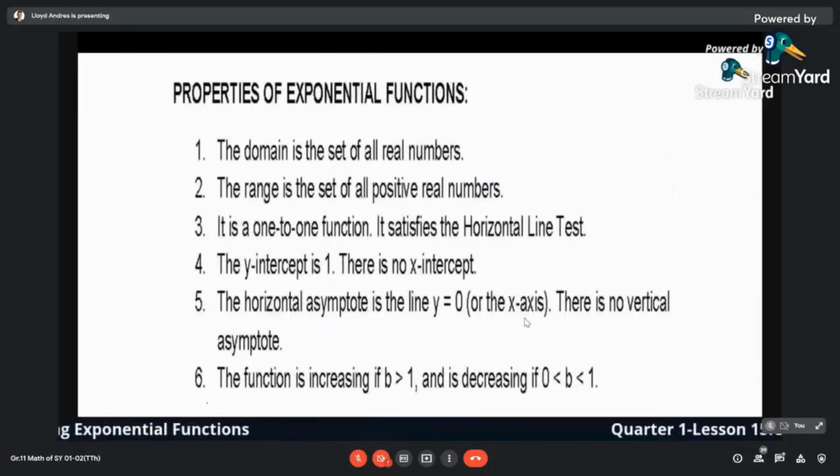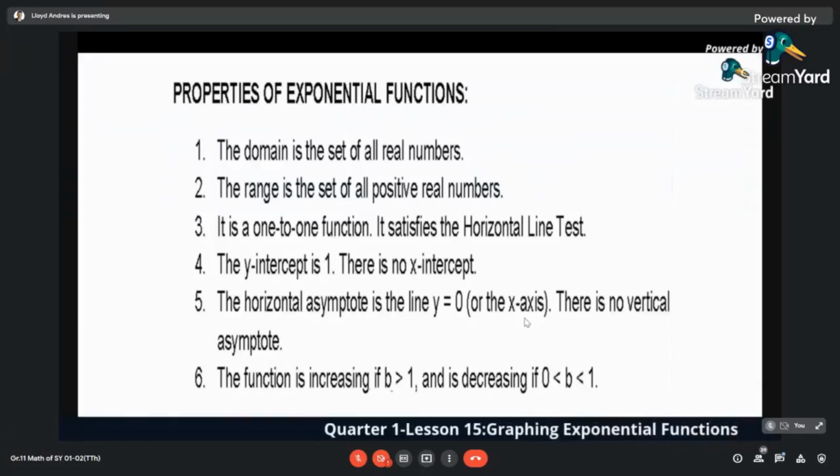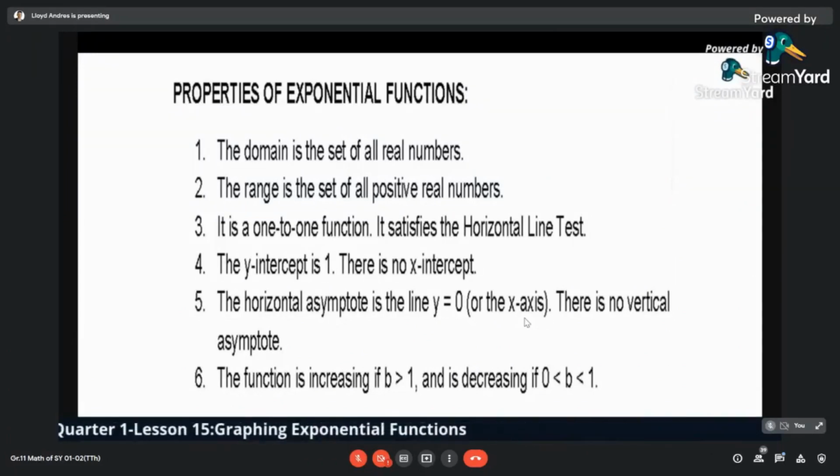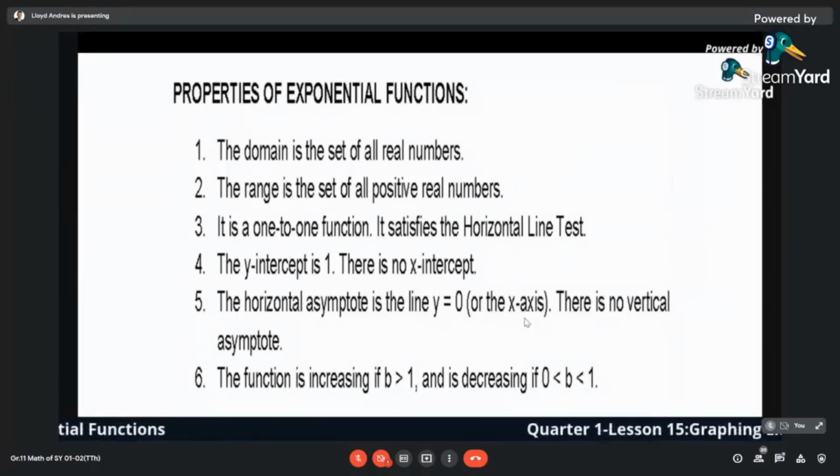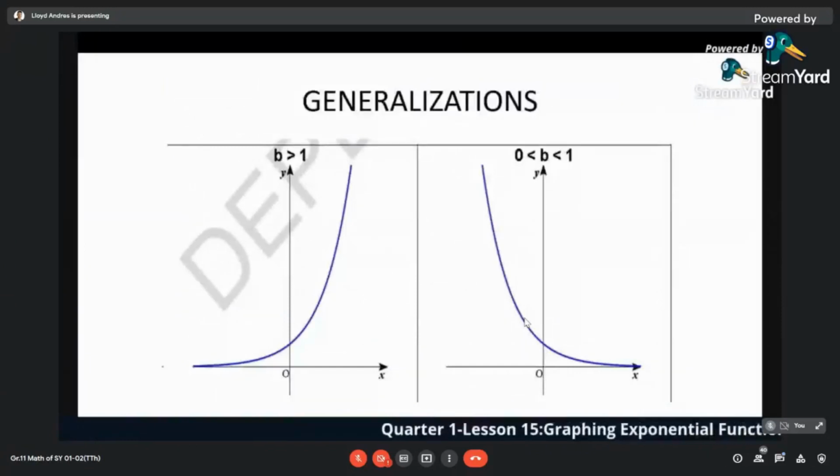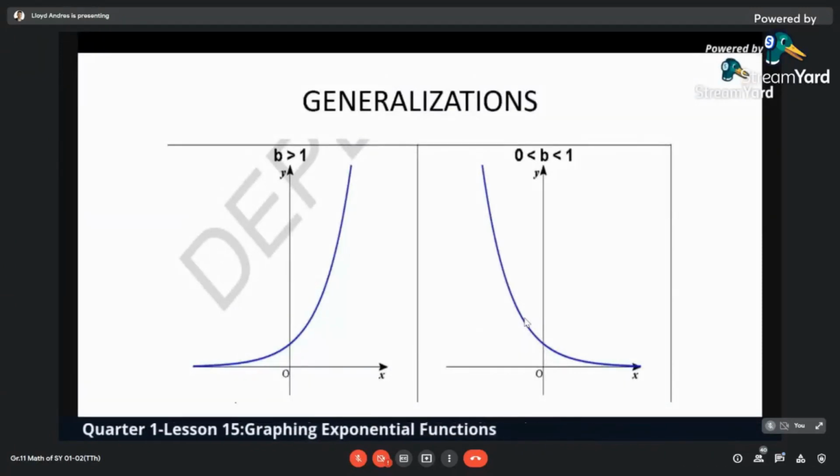Number 6. The function is increasing if b is greater than 1, so it is increasing from left to right, and decreasing if b is between 0 and 1. Those are the properties of an exponential function.